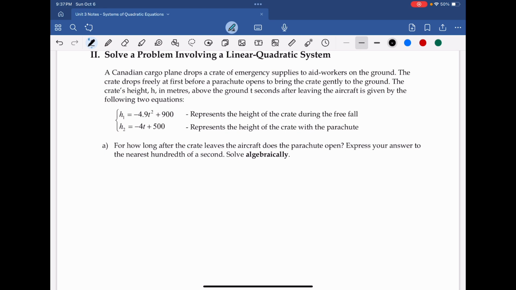The first equation is the height of the crate just in free fall. It's dropped from the plane, it's falling to the ground. It's modeled by this first equation here. h1 equals negative 4.9 t squared plus 900. The second equation is the equation that represents the height at which the crate with the parachute will be falling.